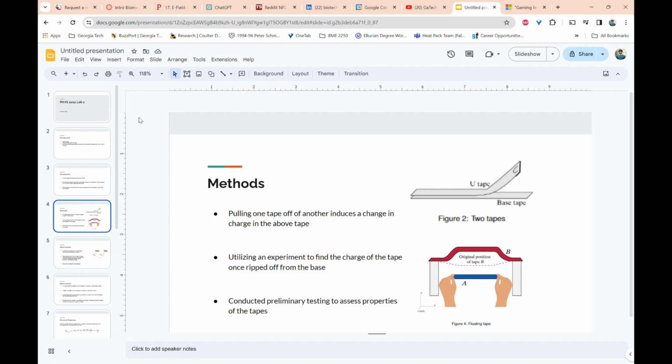To actually conduct the lab, the following method was used. One tape was stuck to a table, and then two tapes were ripped off of this tape. After I ripped off those two tapes, I was able to create the setup as seen on the bottom right. Pulling one tape off of another induces a change in charge on both tapes. I then utilized an experiment to find the charge of the tapes once they had been ripped off of the base tape. I also conducted some testing to describe certain qualitative aspects of my tapes.